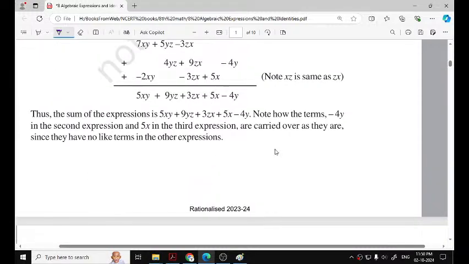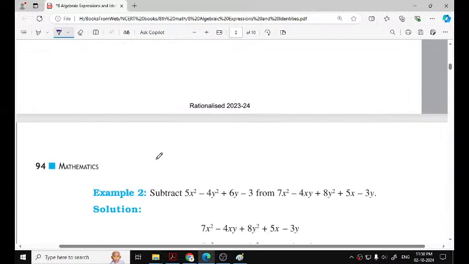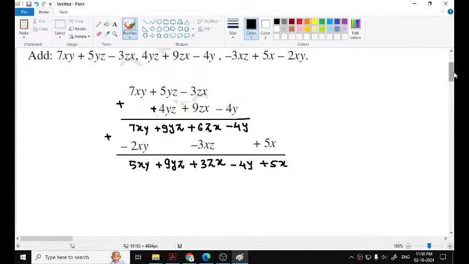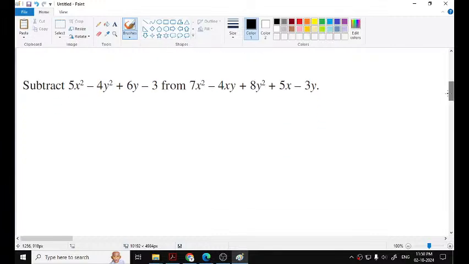The sum of the expression is 5xy plus 9yz plus 3zx plus 5x minus 4y. Note here that the minus 4y in the second expression and 5x in the third expression are carried over as they are, since they have no like terms in the other expressions. Similarly, we can subtract, but before we subtract, we have to change the signs of the terms in the second expression.